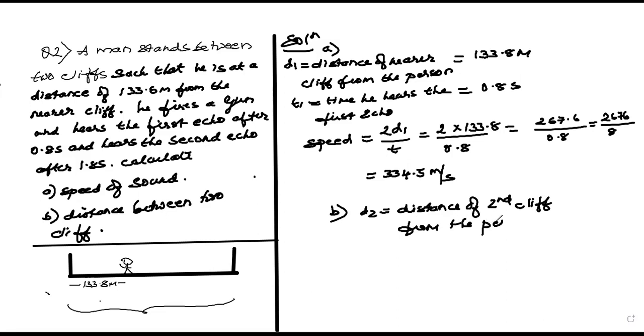Okay, this you have to calculate, children. This D2, question mark. Now we came to know what the speed of sound is: 334.5 meters per second. Okay, we know this is the speed. So now what distance?